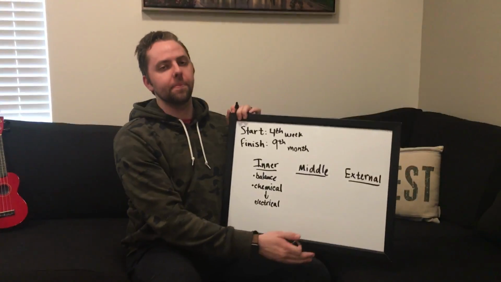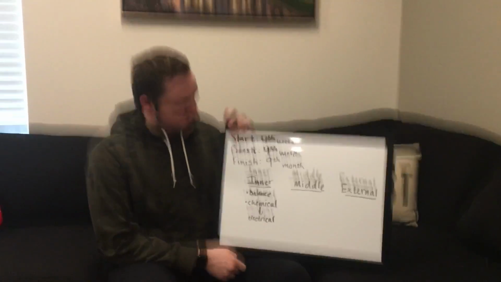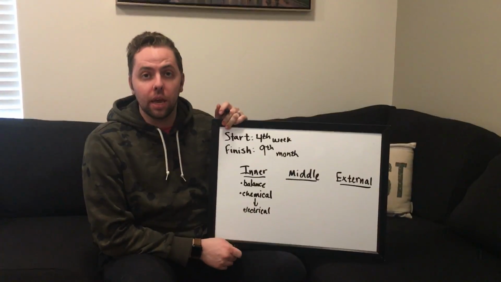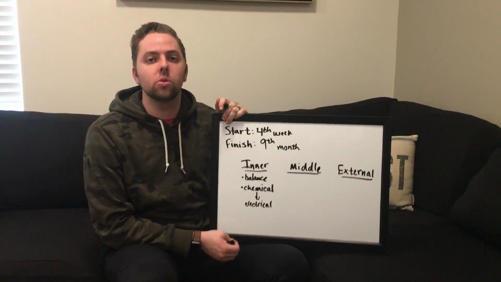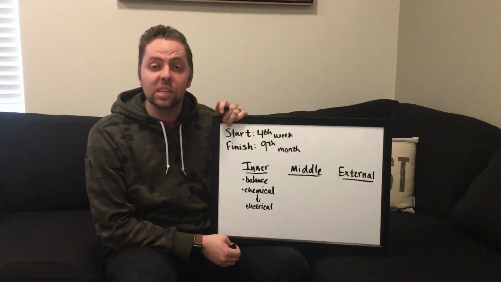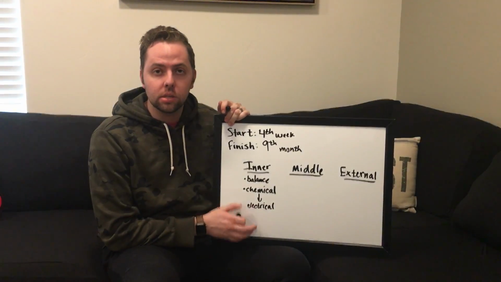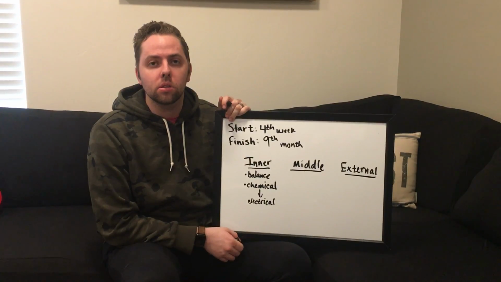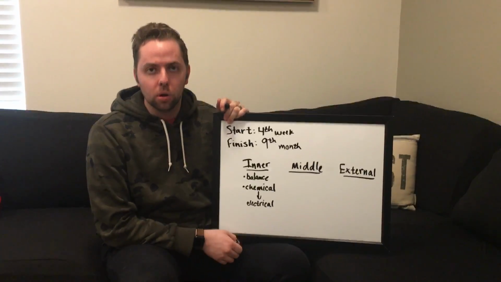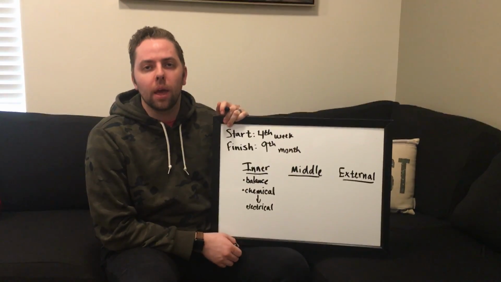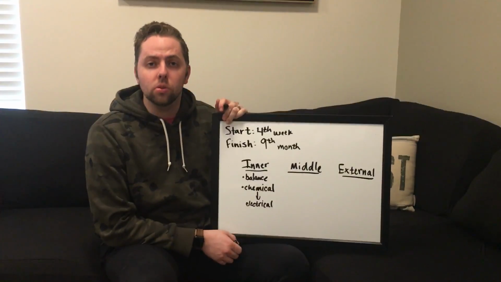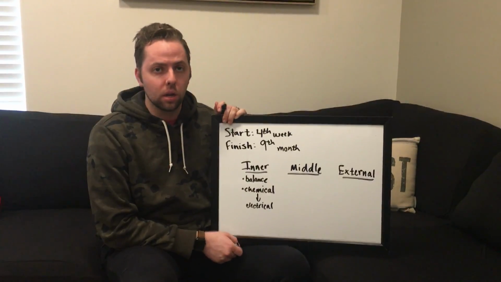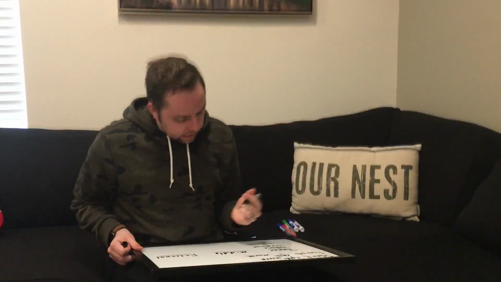So the inner ear is what gives us balance, and it is what converts chemical signals into electrical signals, which are then sent to our brain. We'll talk about how the different parts of the inner ear are formed, and how they contribute to those electrical signals that are then sent to our brain. Next is the middle ear.